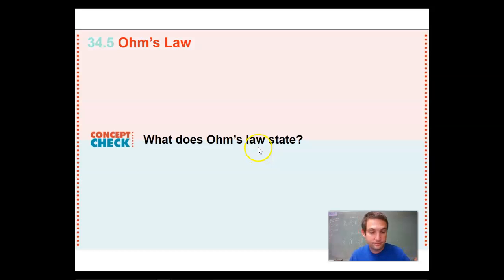Concept check. What does Ohm's law state?